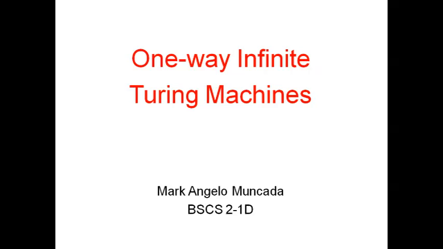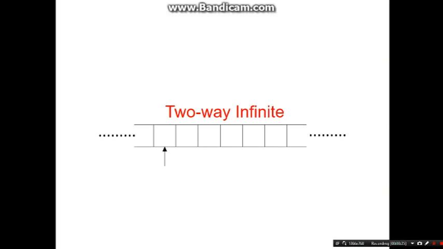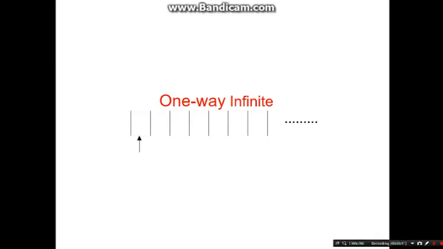But first, let me show you a two-way infinite Turing machine. As you can see, this Turing machine is infinite at both directions, the left and the right part. But a one-way is only infinite at one direction, here, which is the right part, like this.